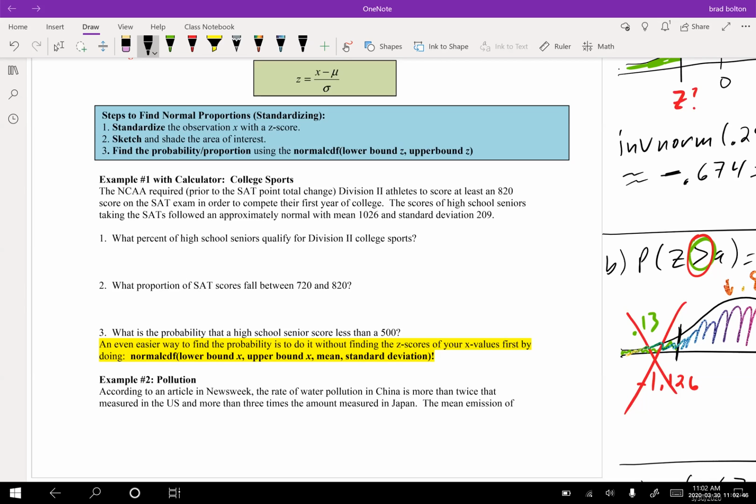Well, we're going to look at this and say, I'm not exactly sure how to do this. So what I'm going to do is draw my curve. The mean is 1026, and it has a standard deviation of 209. So that means when I go over this amount and this amount, I add 209. I'm going to go over more and more and add 209. So I can't do everything quite the same. So let me try to redraw this.